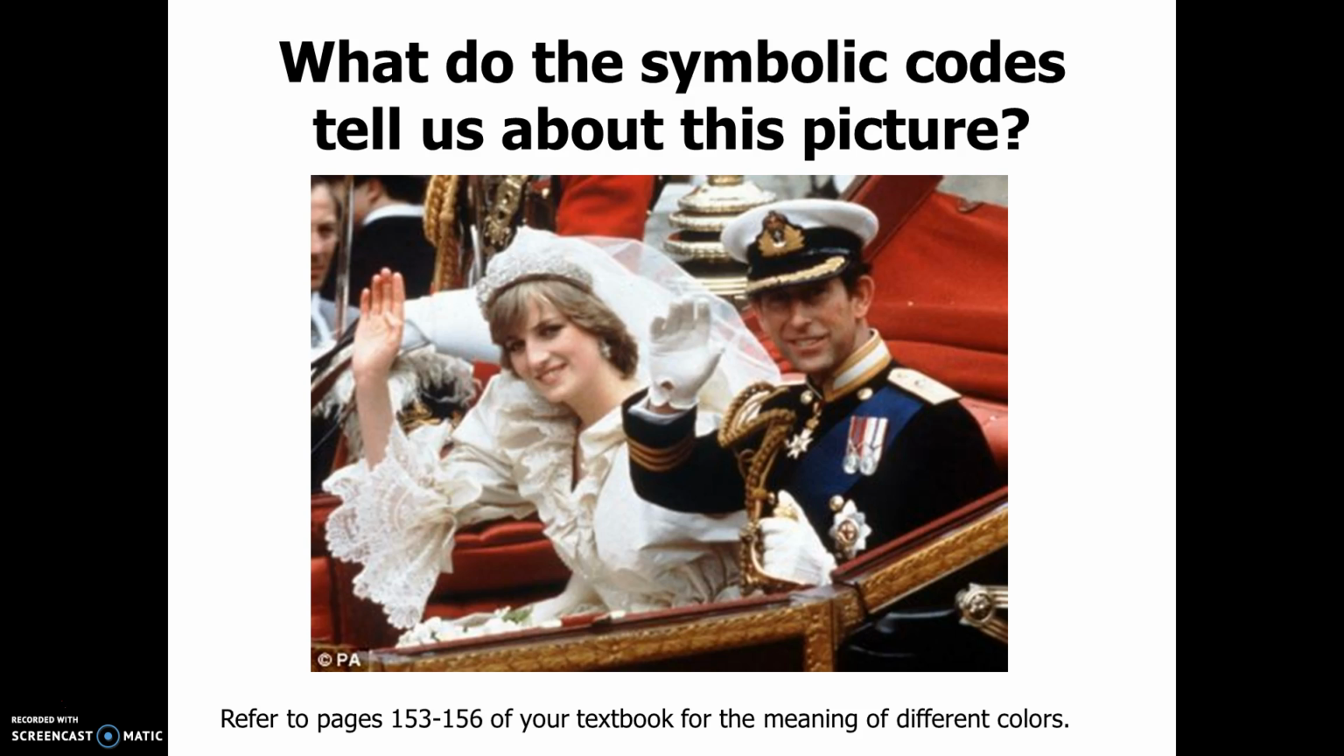If we look at this image, we can read the symbolic codes in order to help us determine what is happening. This image might be familiar to you already, but let's, for a moment, step back and assume that you don't know anything about who these people are and what's going on in this photograph. We can read this photograph by thinking about the symbolic codes. Let's look at the colors that people are wearing. According to our textbook, the color white symbolizes innocence and cleanliness. And this woman here is wearing a white dress.